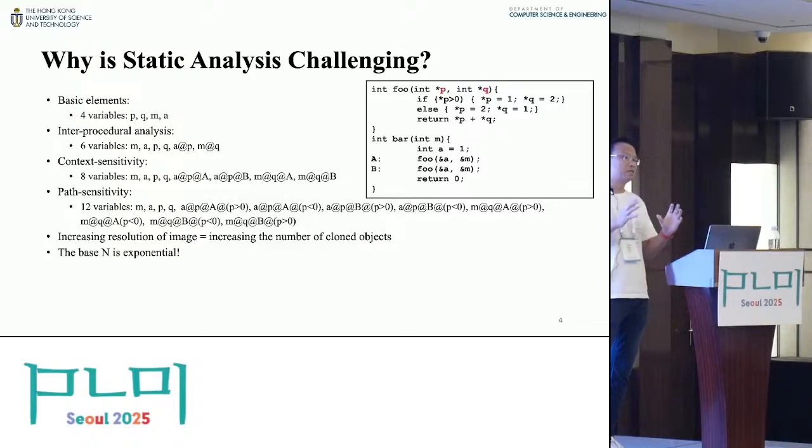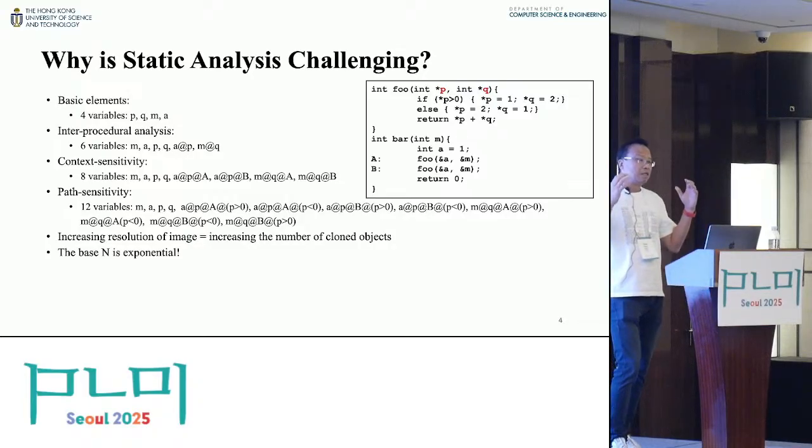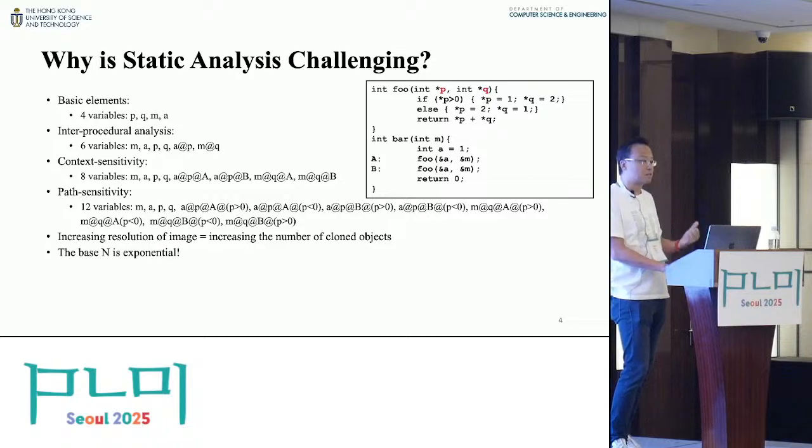So it doesn't matter how fast your algorithm is, the number of variables to consider is exponential. That's just a physical fact to me.